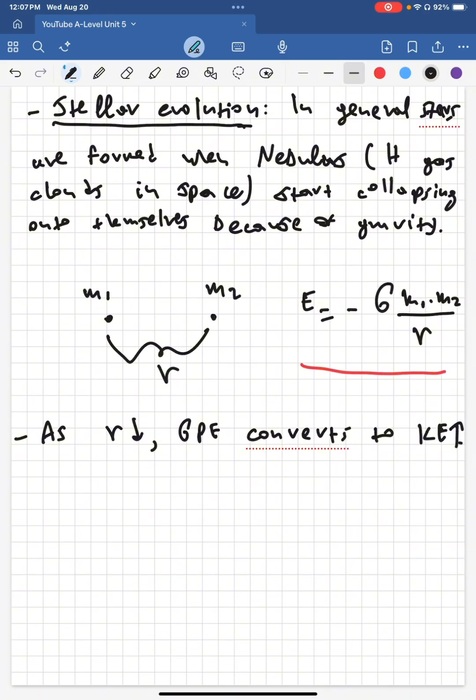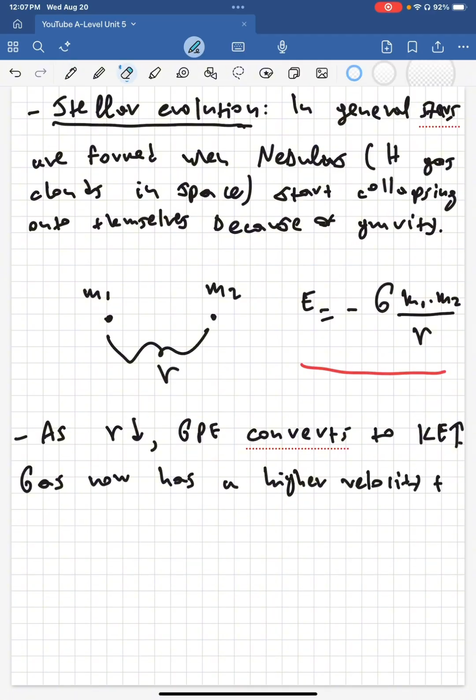Now, therefore, the gas now has a higher velocity. Thus, it also has a higher temperature.